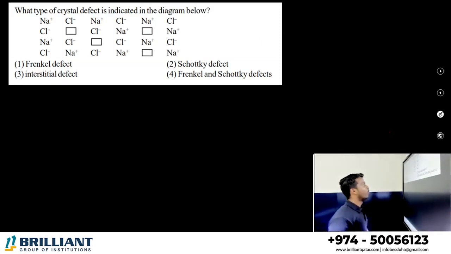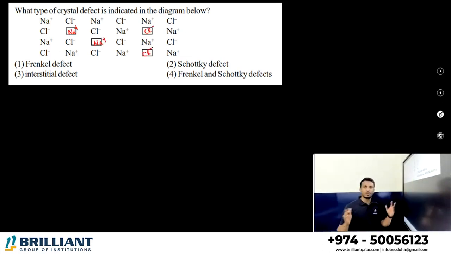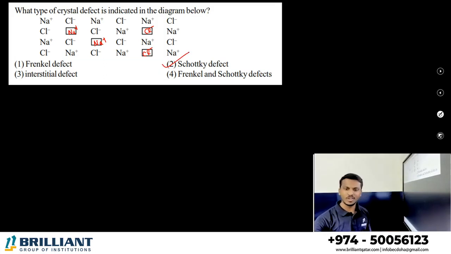Now, what type of crystal defect is indicated in the diagram? Very simple. What happened overall in the crystal? Something is missing. Actually, what is here? I think it is Na plus. Here also Na plus. Here Cl minus, Cl minus. Correct. This is the actual position. But something is missing. Here, 2 sodium and 2 chlorine are eliminated, which means an equal number of cations and anions are missing. What is this called? Schottky defect. Equal number of cations and anions missing is called Schottky defect.